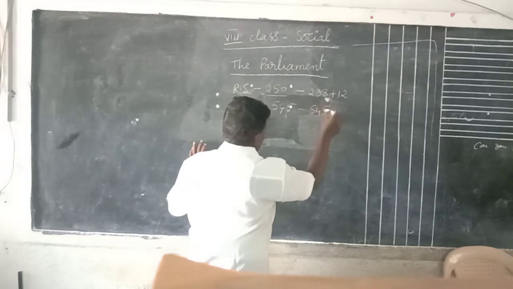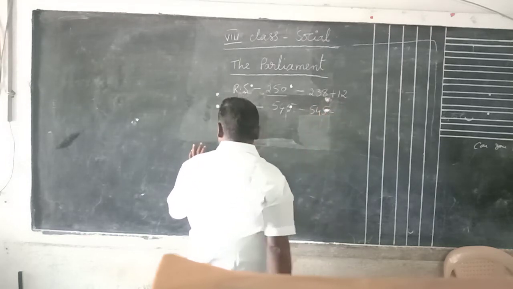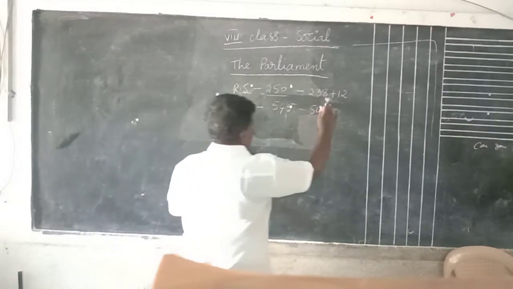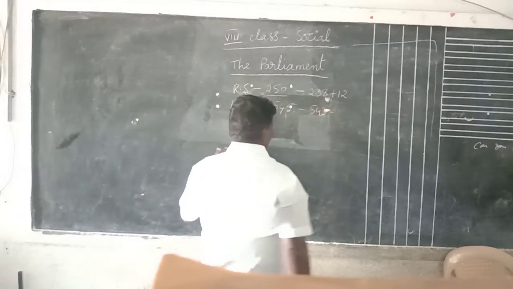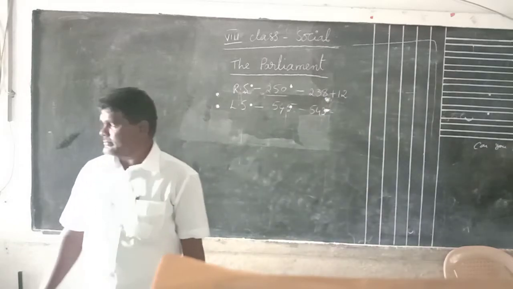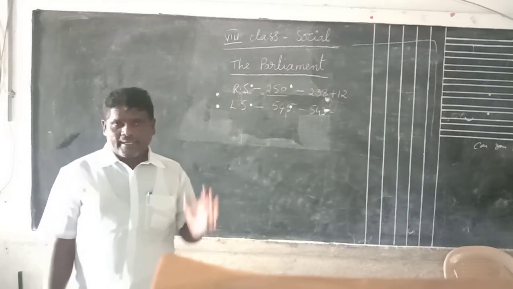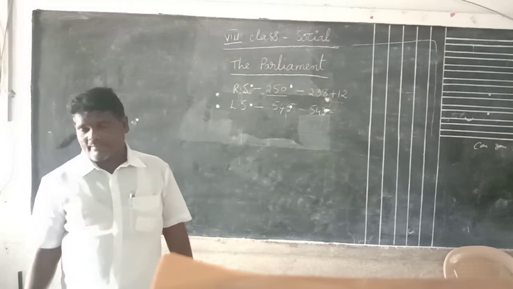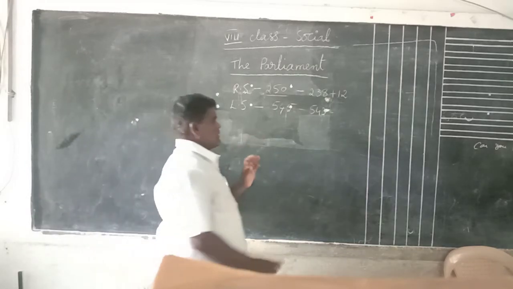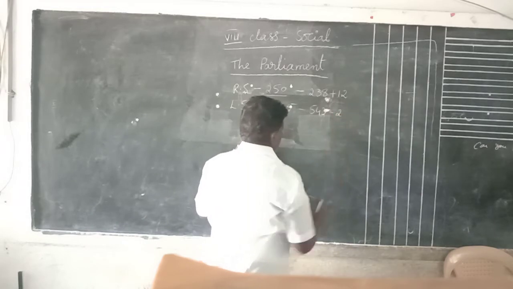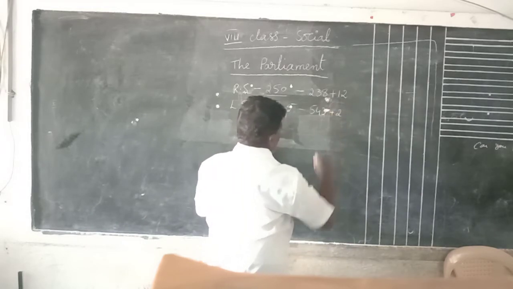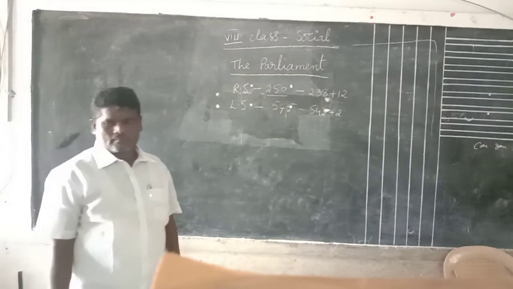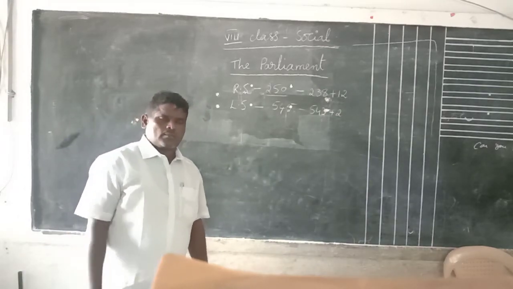543 are elected by the people. I mean, our India is divided into 543 Lok Sabha constituencies. The remaining two members, Anglo Indians, are appointed by the president. Close.